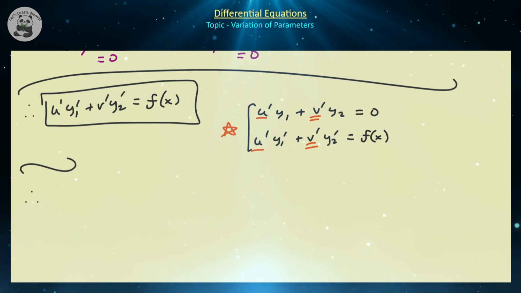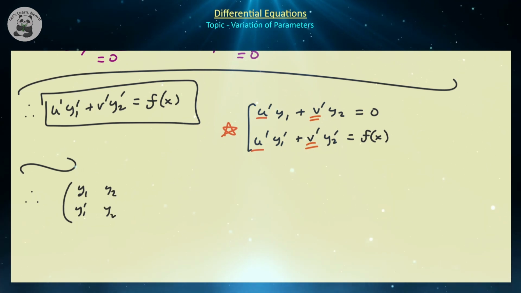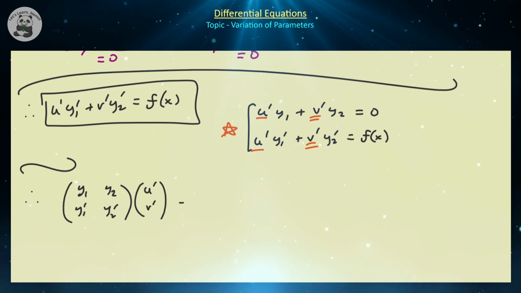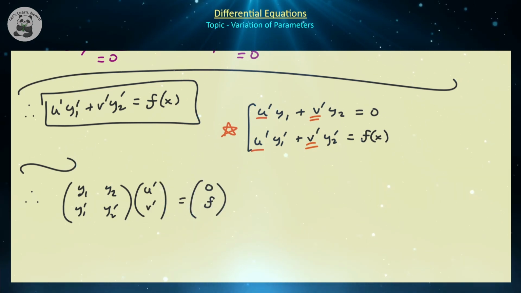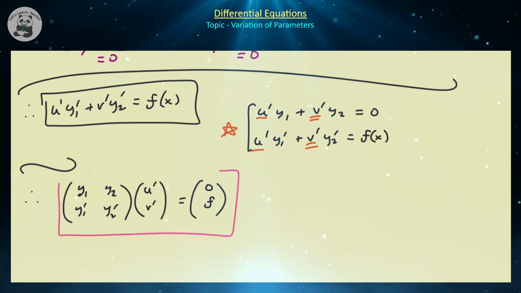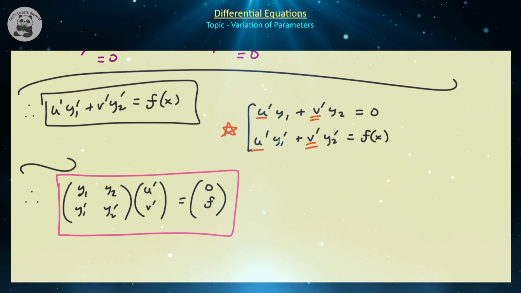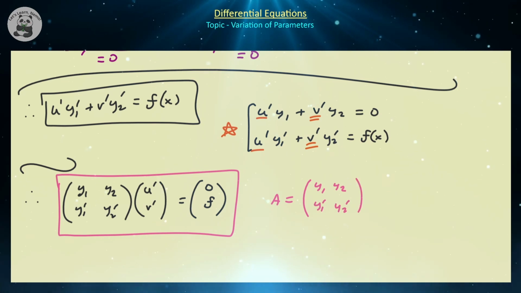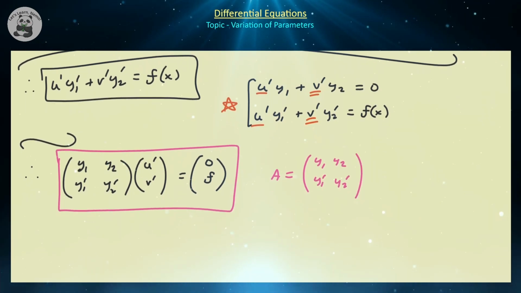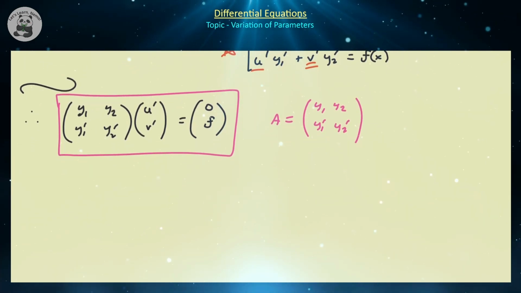So when we write this as a matrix, we're going to have y1, y1 prime, y2, y2 prime. That matrix should look familiar. And then we're going to have our u prime and our v prime hanging out in our unknown vector. And then we're going to have this particular differential equation. So isn't that very, very nice? Okay, so we're going to call A to be equal to our y1, y2, y1 prime, and y2 prime, which is going to give us the Wronskian of our solutions, y1 and y2.